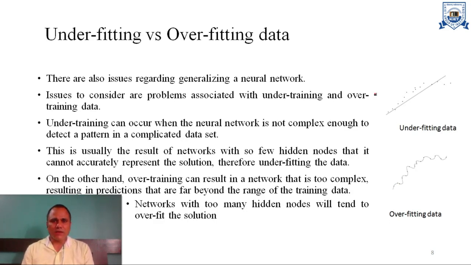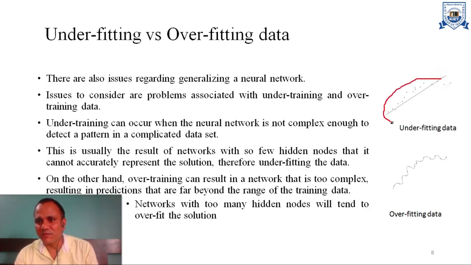What happens when we are trying to generalize any system is that we can come across two situations, where we can have an underestimation of the system or an overestimation of the system. Underfitting can occur when the neural network is not complex enough to detect a pattern in complicated data sets. So whenever we design a model that cannot best fit our data set, we can come across situations where our data gets underfitted into the system.